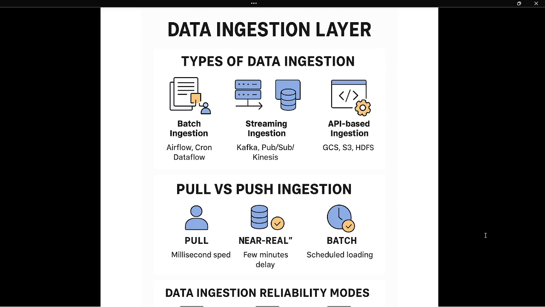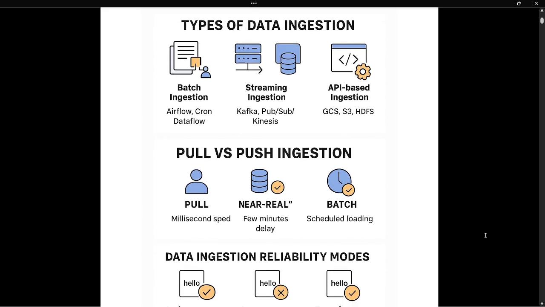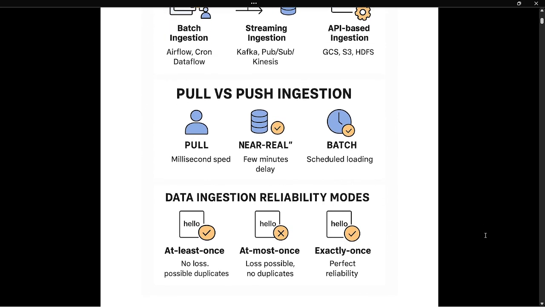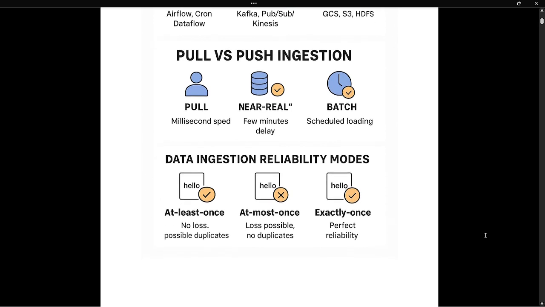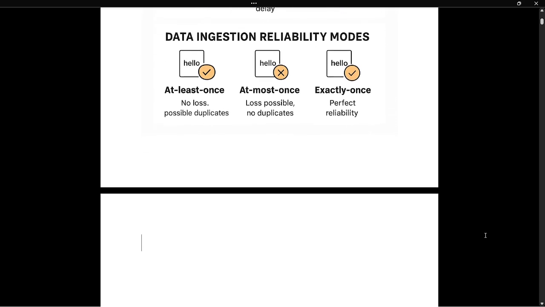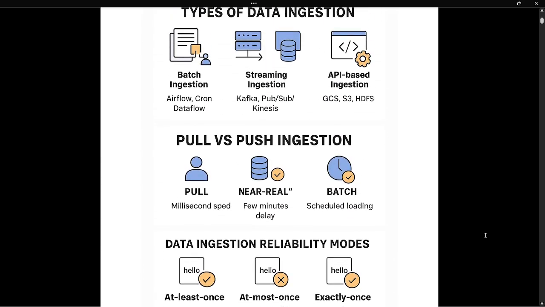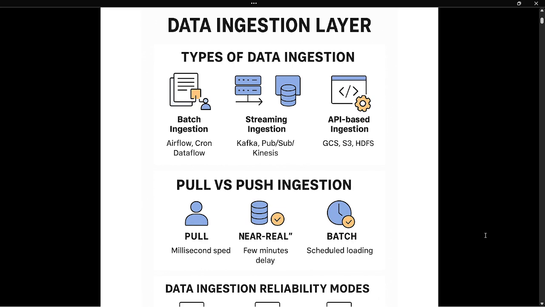And then we will explain the data ingestion reliability modes, like at-least-once semantics, at-most-once semantics, and exactly-once semantics. So in which scenario, when you are designing the system, do you require at-most-once or exactly-once semantics with respect to data? I'll explain that. So this is the snapshot of our entire data ingestion layer concepts.